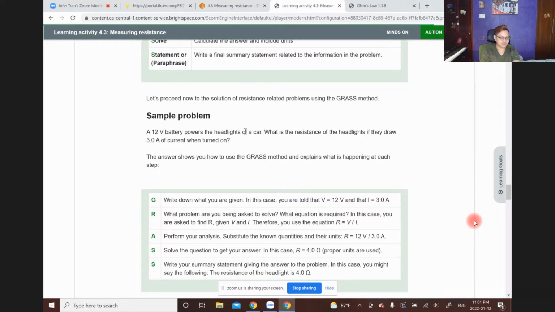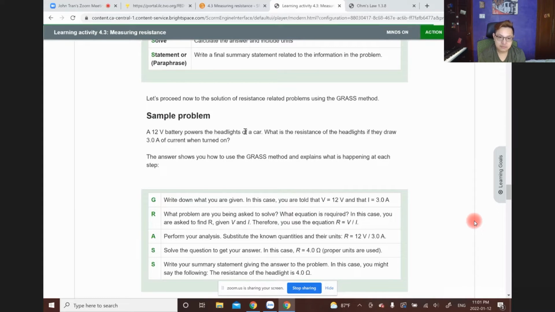What problem are you being asked to solve? What equation do you require? In this case, you are asked to find R, given V and I. Therefore you use the equation R equals V divided by I.